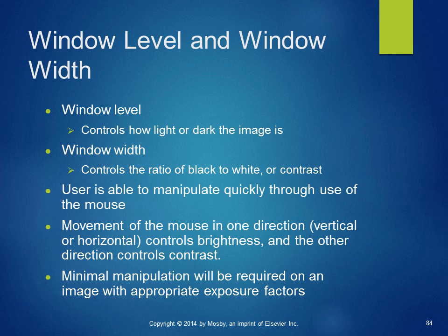So begin with window level, window width. Window level, we know, controls how light or dark the image is, where window width controls the ratio of black to white, or contrast. So the user is able to manipulate quickly through use of the mouse. Movement of the mouse in one direction, vertical or horizontal, controls brightness, and the other direction controls contrast. Minimal manipulation will be required on an image with appropriate exposure factors.